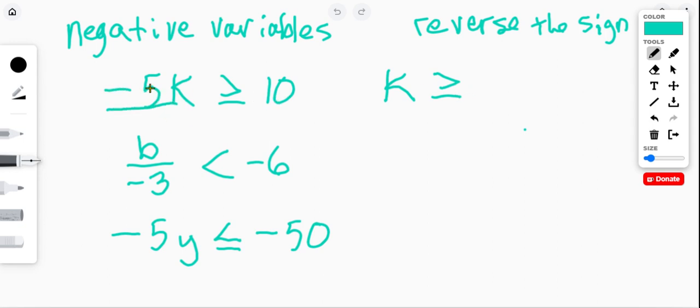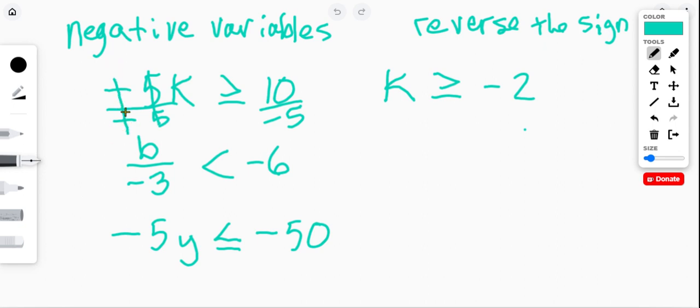So here we have negative 5k. So we're going to divide both sides by negative 5. Now the 5 is going to cancel, and then 10 divided by 5 is going to give us negative 2. Now here's the catch. Whenever you have the integer rules, when you divide by a negative, then that is switching the sign.